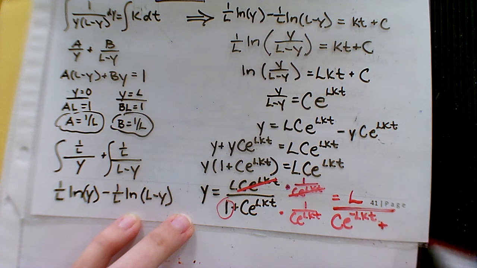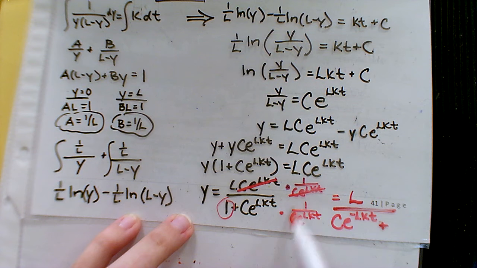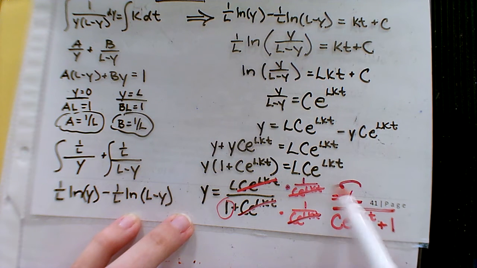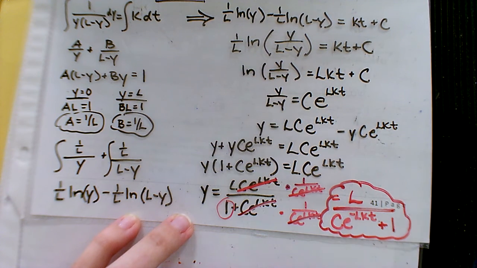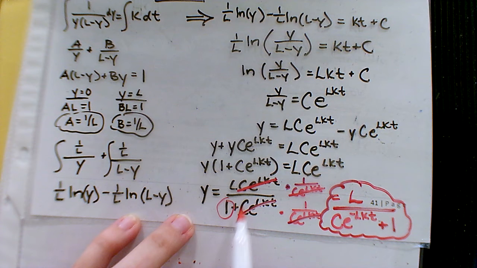I then have to add whatever this times that 1 over Ce to the LKT is. So what is Ce to the LKT times 1 over Ce to the LKT? If I took this times this fraction, do you see how these would cancel? You're just left with 1. This is what we're going to talk about on the next page. So I think we were okay with how we got the y equals equation, but notice how by multiplying by something a little crazy, top and bottom, it's still appropriate. We can change the way it looks.